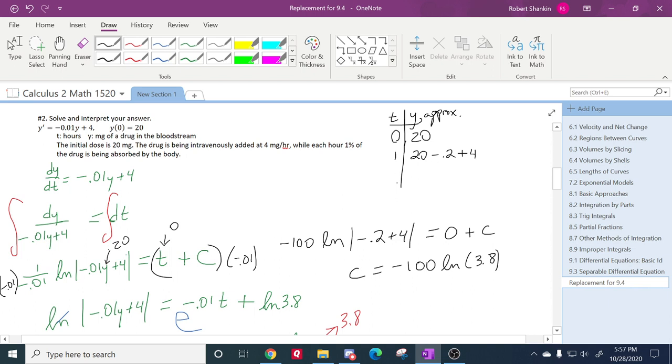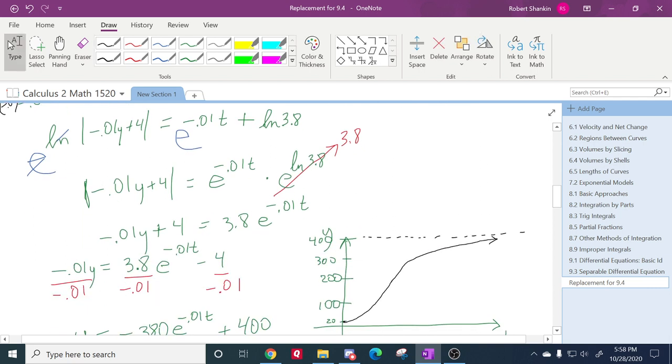And you're going to keep gaining and gaining until you get really close to 400. Why is 400 the magic number? Because what is 1% of 400? 1% of 400 is 4. When you finally get up to around 400, then the 1% loss is balancing out with the 4 gain each hour. And so that's why this graph is going to have this horizontal asymptote at 400.